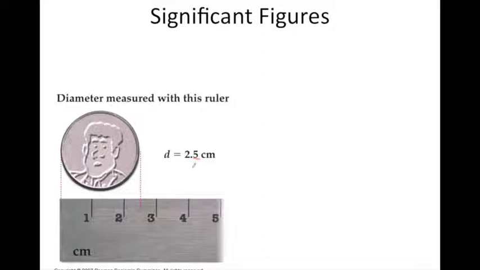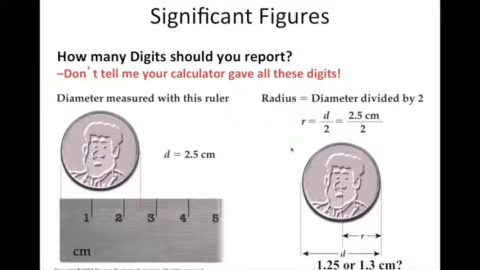Now let's say you took the diameter of the coin and you wanted to determine the radius of that coin. Well, to determine the radius, you take the diameter and divide it by exactly 2. So the radius would be 2.5 centimeters divided by 2. Now if you punch that into your calculator, it will give you 1.25. Well, that raises a bit of a problem.